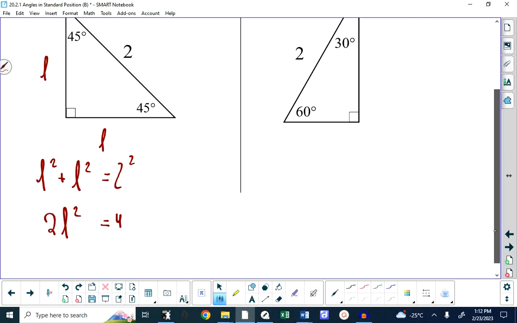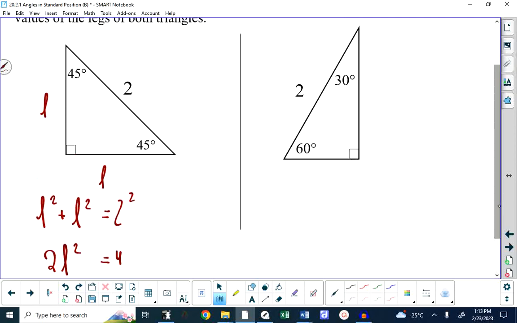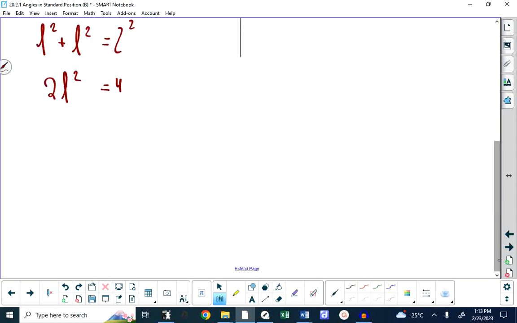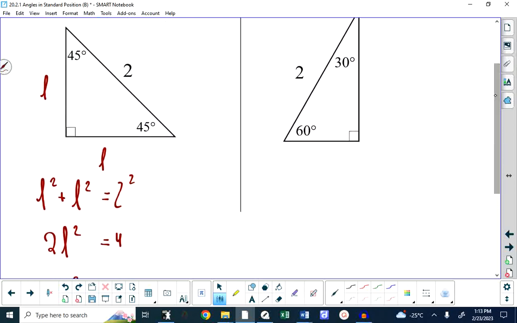L squared plus L squared is 2L squared, just like cat plus cat is 2 cat. I can divide both sides by 2 and get L squared equals 4 over 2, which means L squared equals 2. And that means L is the square root of 2. Okay, so what have we learned? We've learned that for that triangle, if you label the hypotenuse as 2, both of the other sides have lengths of the square root of 2. So this is root 2, and this is root 2.